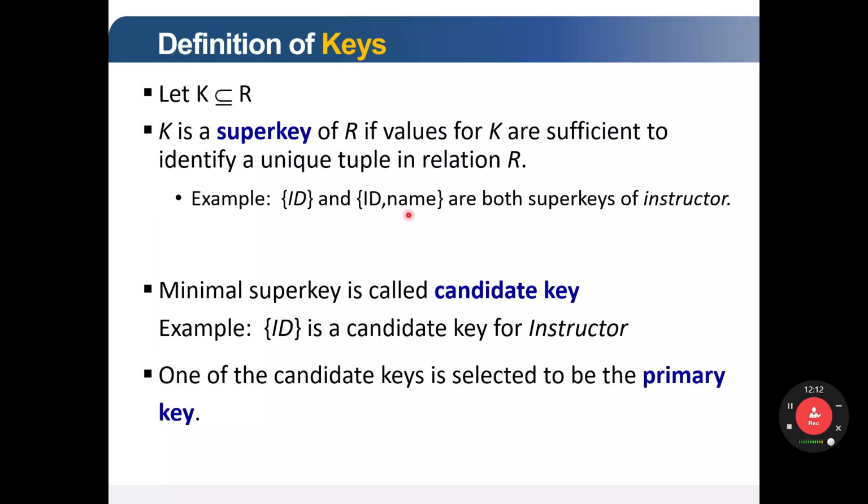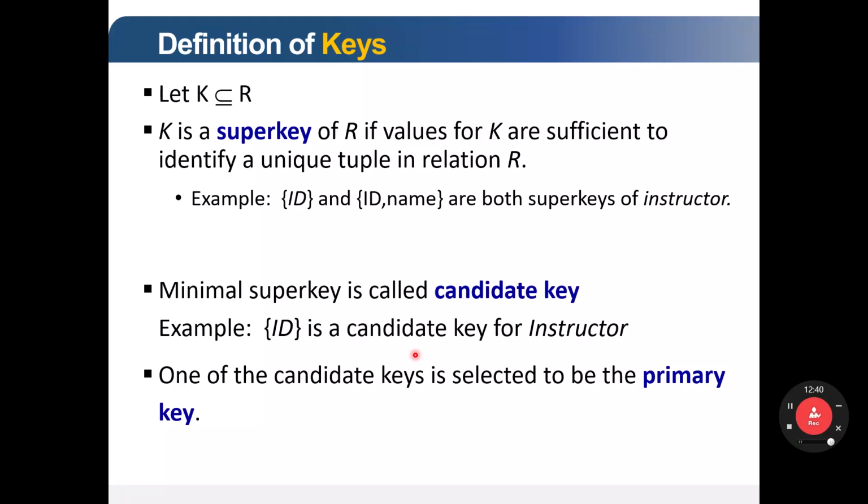But do we really need this name? No. This is not necessary to uniquely identify a key, right? So let's eliminate this name. Then that key becomes a candidate key. So a candidate key is a minimal super key. Okay, so in that instructor table example, ID is a candidate key. And there can be multiple candidate keys.